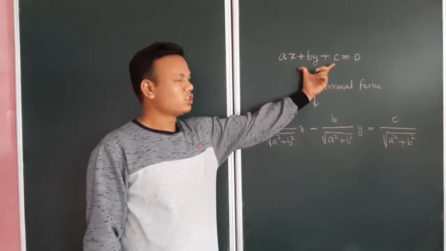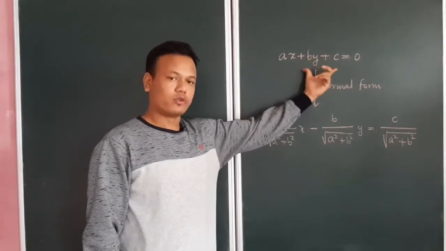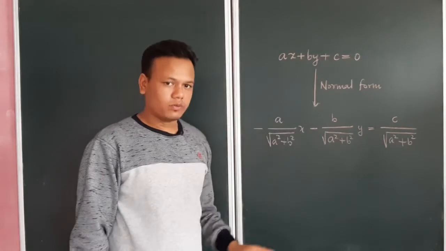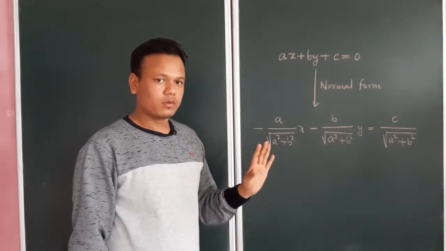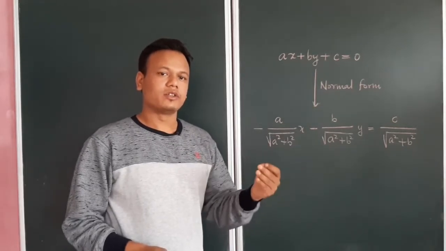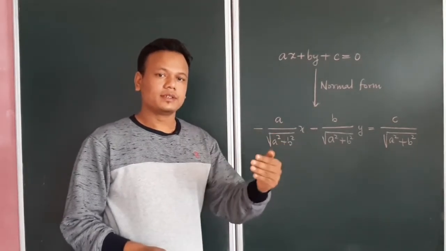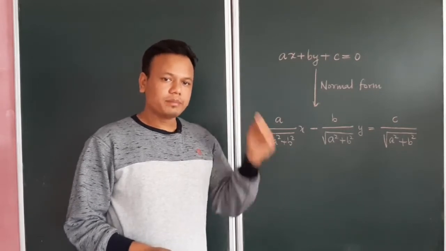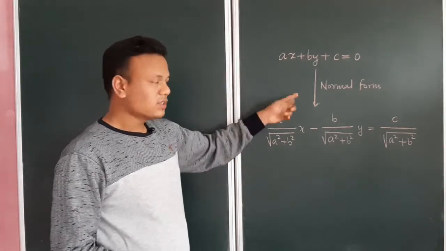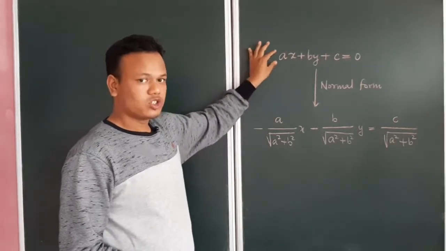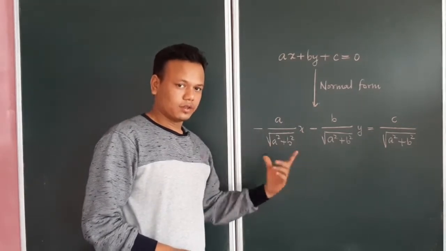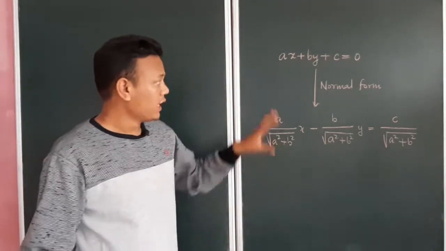Suppose an equation of a line in general form is given to you, and you are asked to reduce this into normal form. I hope you are quite aware of normal form. Normal form is x cos alpha plus y sin alpha equals p, where p is the perpendicular distance of that particular line from the origin. So if you are asked to reduce the general equation into normal form, then your normal form looks somewhat like this. Our next question is exactly like this.